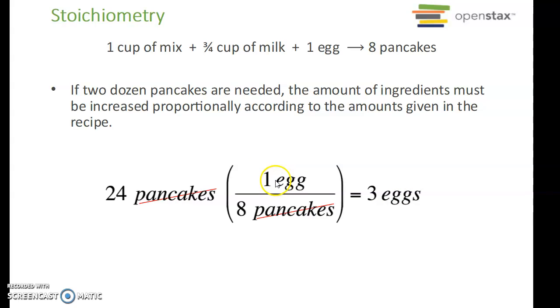So 1 egg is used for 8 pancakes. So 24 means that you would need 24 divided by 8, or 3 eggs. And you can do it for each one of the different ones. For the milk, 24 would be 24 times 3 divided by 4. So divide this by 4, and you get 6 times 3. I'm sorry, 24 gives you 6 times 3 is 18, so 18 cups of milk, and then for 8 you would need 1 cup of the mix, so 3 cups of the mix.